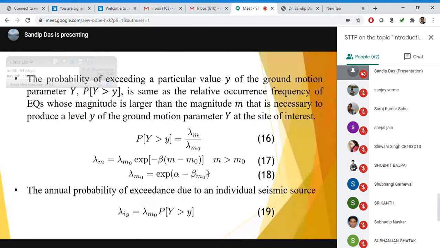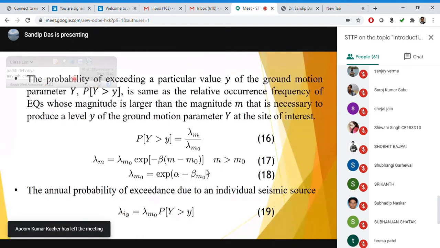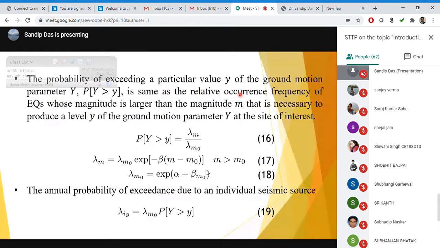So now this will tell you how to get this lambda for one particular source. Now this is nothing but the equivalence of statement 1 and statement 2. The probability of exceeding a particular value y of the ground motion parameter is the same as the relative occurrence frequency of earthquakes whose magnitude is larger than the magnitude m that is necessary to produce a level y of the ground motion parameter. That means I am saying that there is an existence of an earthquake magnitude m. Whenever an earthquake exceeds magnitude m, your intensity exceeds the specified value y.